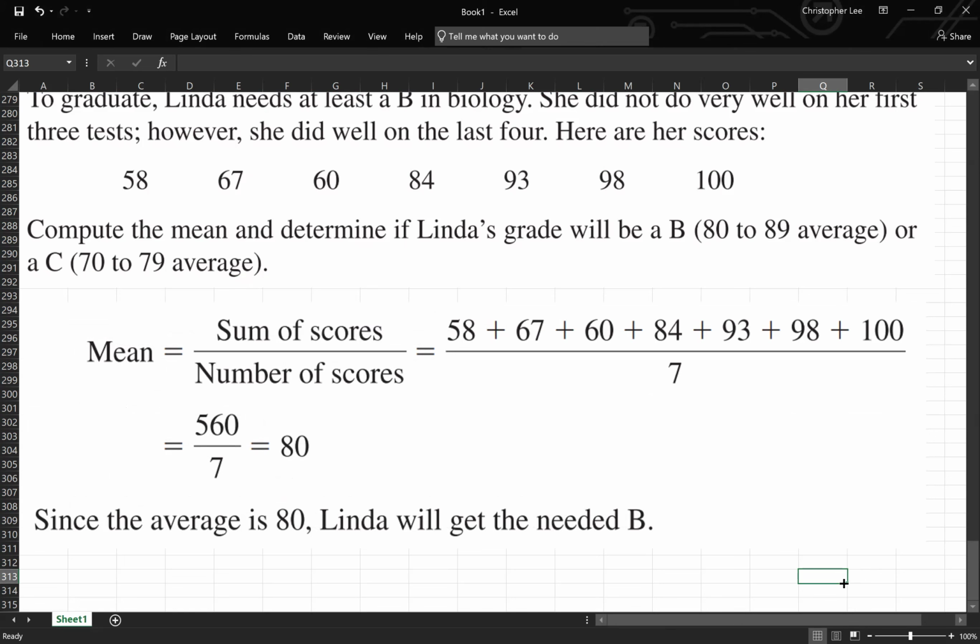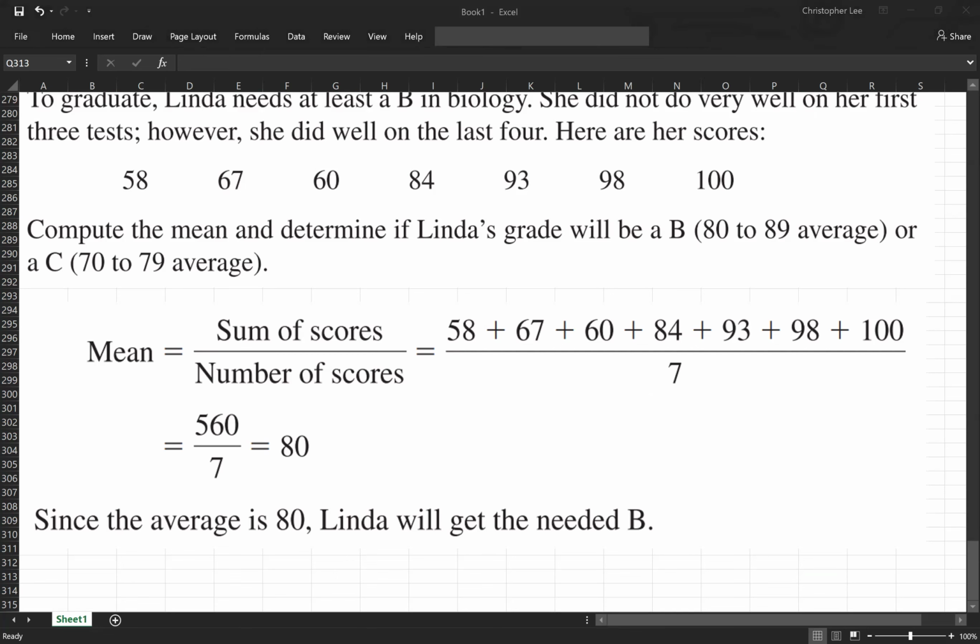All right. Questions on this? So we're all good with mean? That's a sample mean, right? Yep, sample mean.